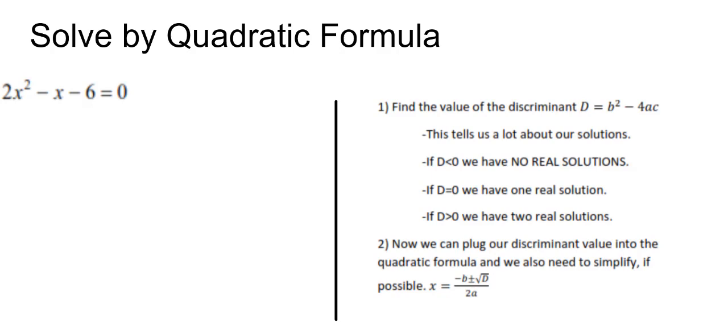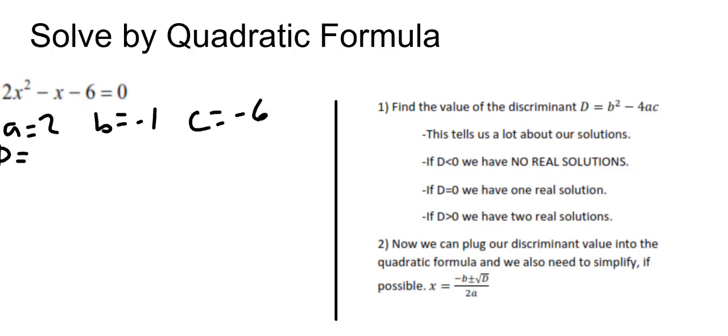So the first thing we want to do is just find the value of the discriminant. That's the number that's underneath the radical. So I want to identify what A, B, and C are first, just to make sure we understand what we're doing. A is 2, that's the number by the square term. B is -1, the number by the x to the first power, and C is the number all by itself, -6.